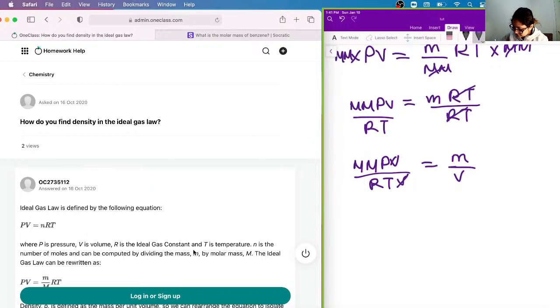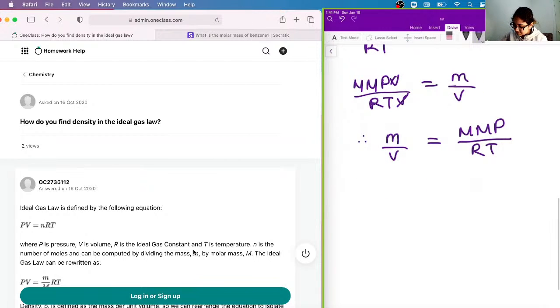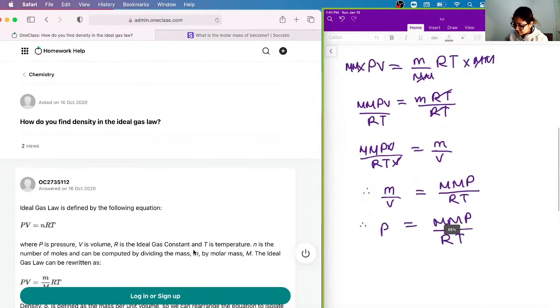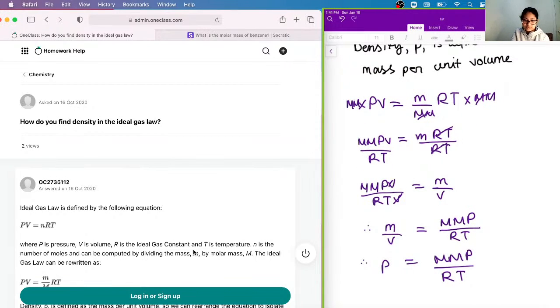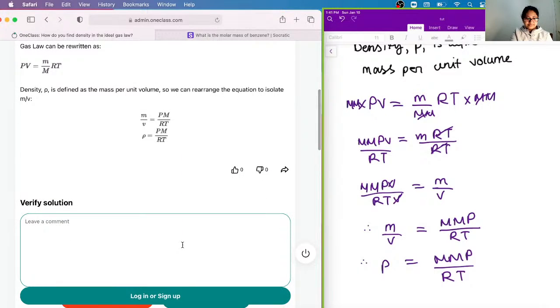Here, the V's get cancelled, and so you have M over V is equal to your molar mass times pressure over your ideal gas constant and temperature. Okay, and so you know that M over V is density, and so we can say that your density is equal to molar mass times your pressure over ideal gas constant times your temperature. Okay, so this is how you get the answer, and this is correct.